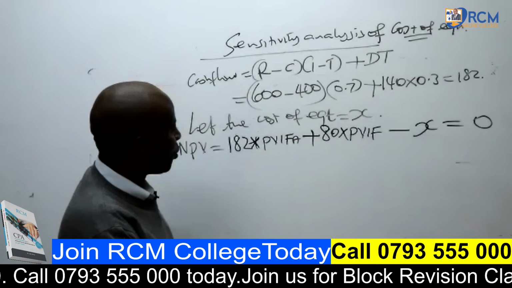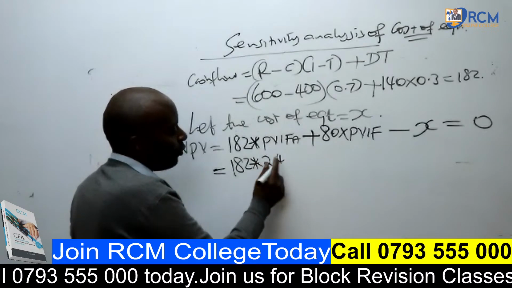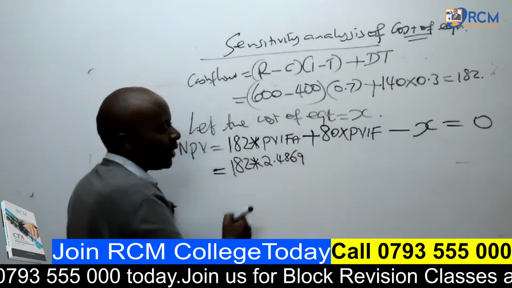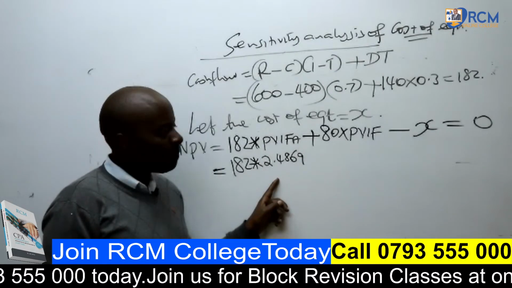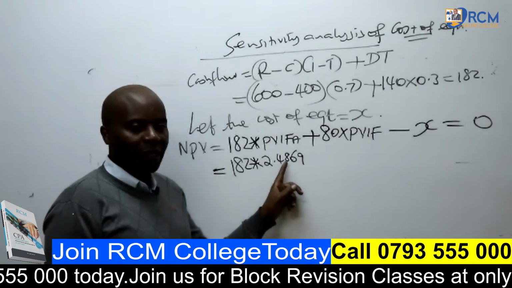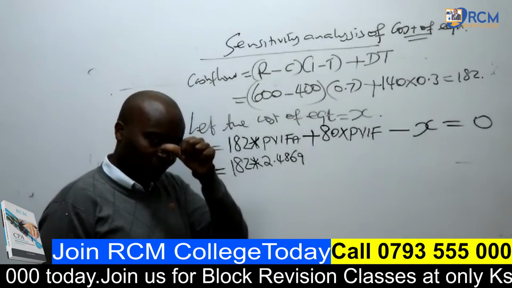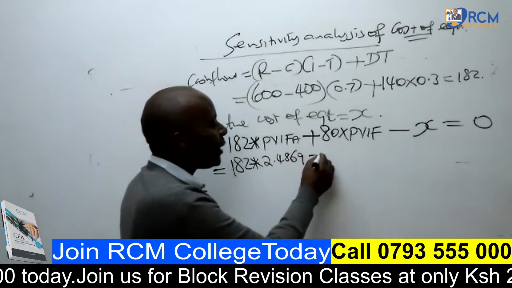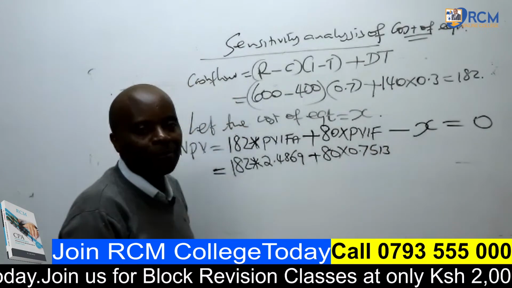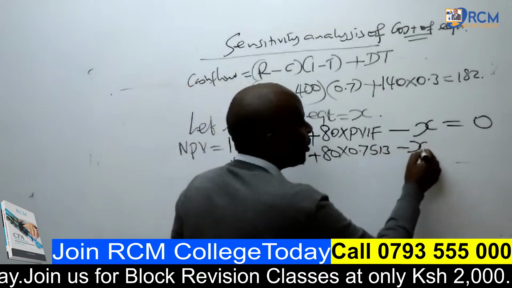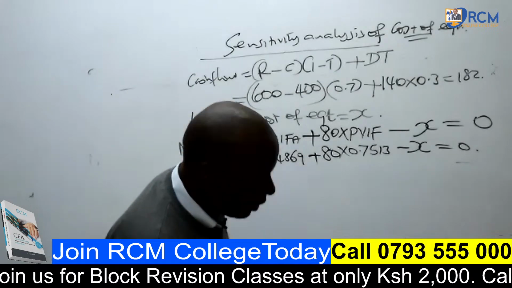So what we have here, my great friends, is 182 times the PV-FA, which must give me a figure of 2.4869. I hope this figure is correct. Is it correct? Thank you very much. Plus 80 multiplied by 0.7513. We got this PV. Minus X, my great students, this then should be equal to 0. So come and combine the two.